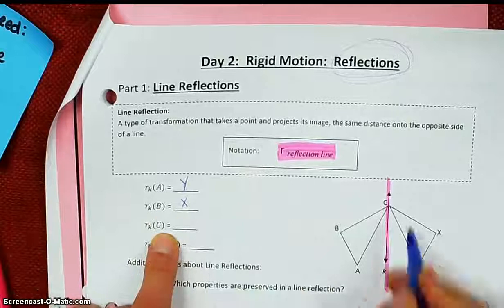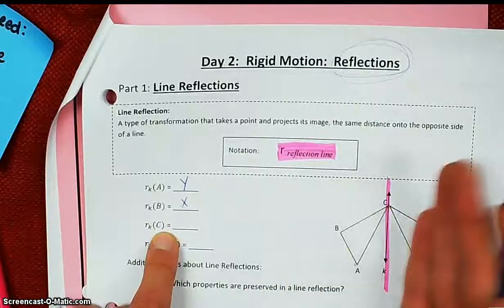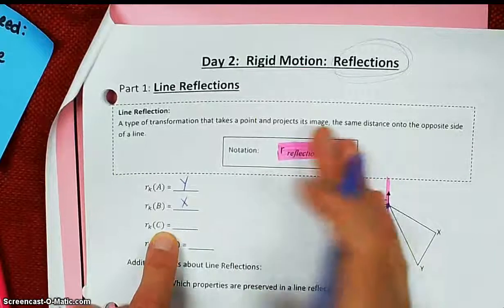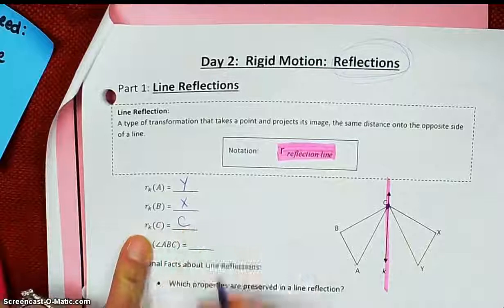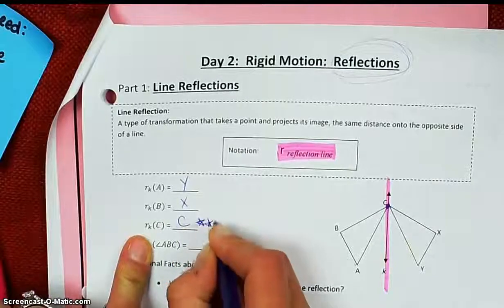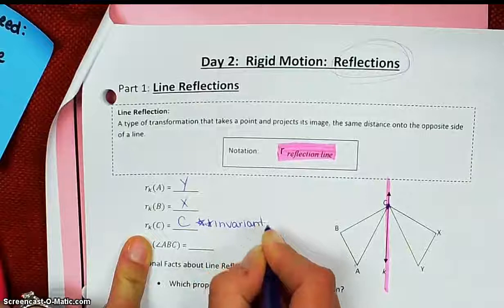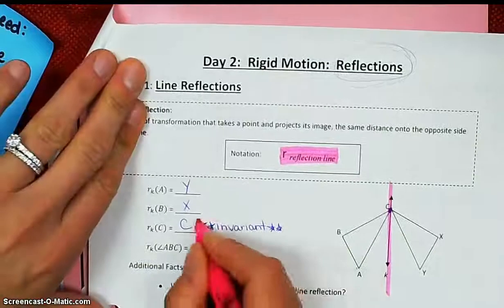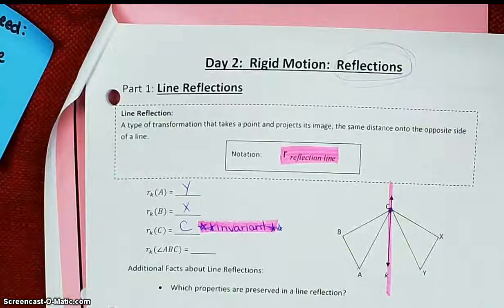And if you take point C and you reflect it over line K, well, wait a second, can you reflect it over line K or is it right on line K? If you fold it over, point C is not going to change. It's going to stay exactly the same. And in geometry, we like to call that invariant. It is not going to change. So that's going to be a new vocabulary word for us today. Invariant means it does not change.